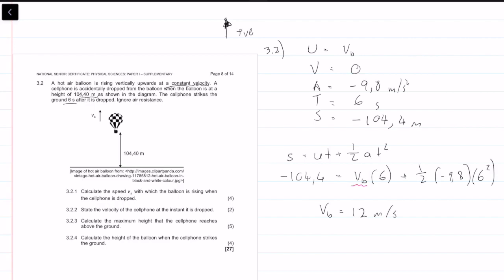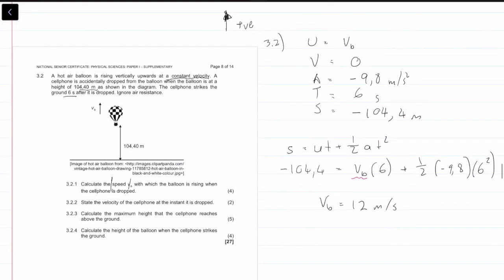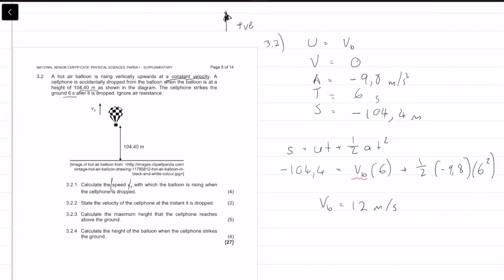So 12 meters per second. It asks for a speed, so we don't need to give a direction. Cool stuff. That's 3.2.1. Okay, 3.2.2. We've also got 4 marks there.